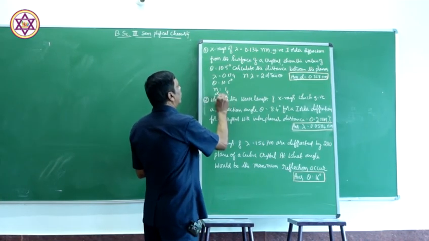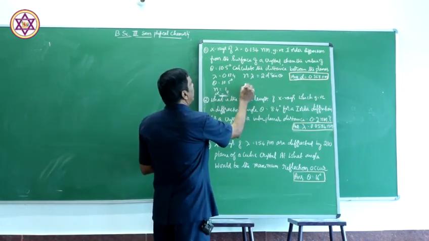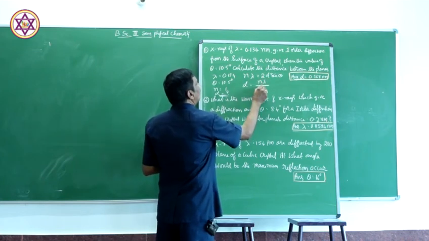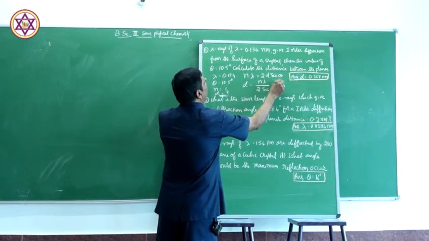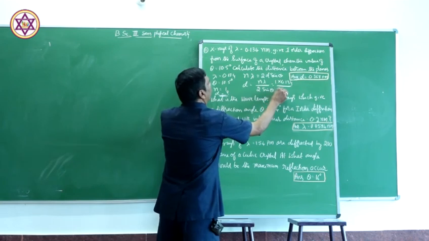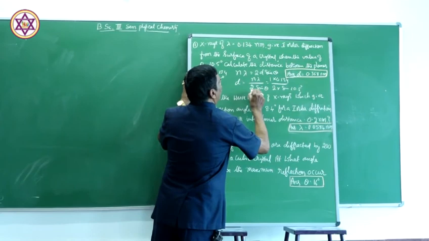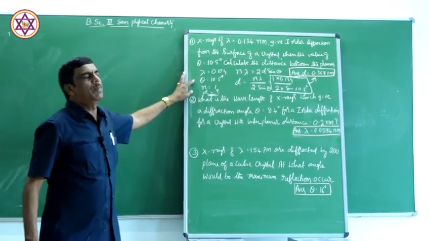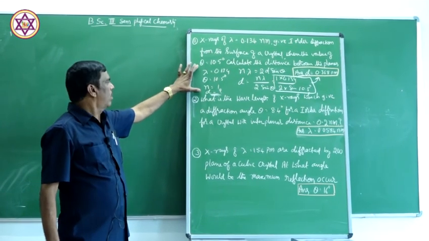So, d is equal to n lambda by 2 sin theta, that is equal to n is 1 into lambda is 0.134 divided by 2 into sin of 10.5 degrees. Now, if you solve this, you will get the answer. The interplanar distance d is equal to 0.368 nanometers. That is how we can solve the problem.